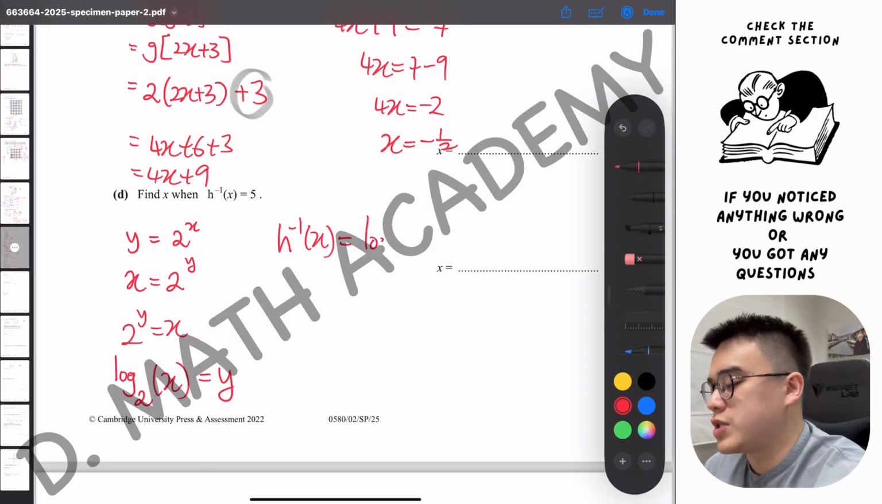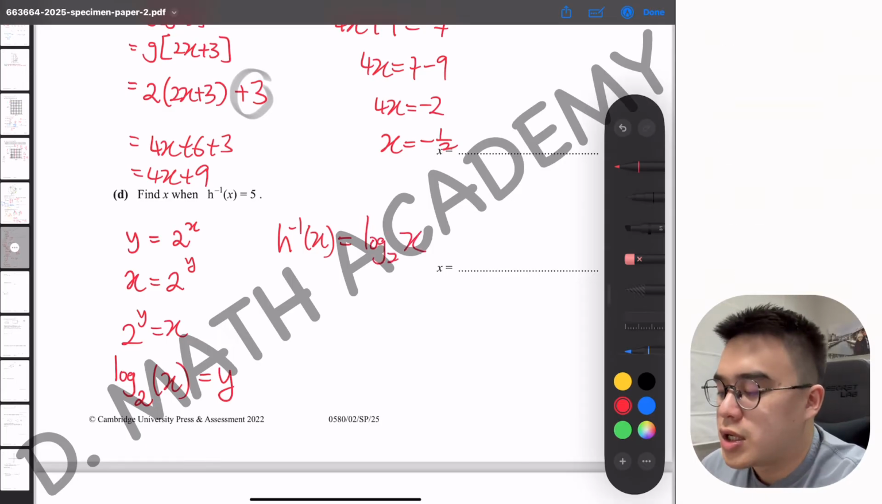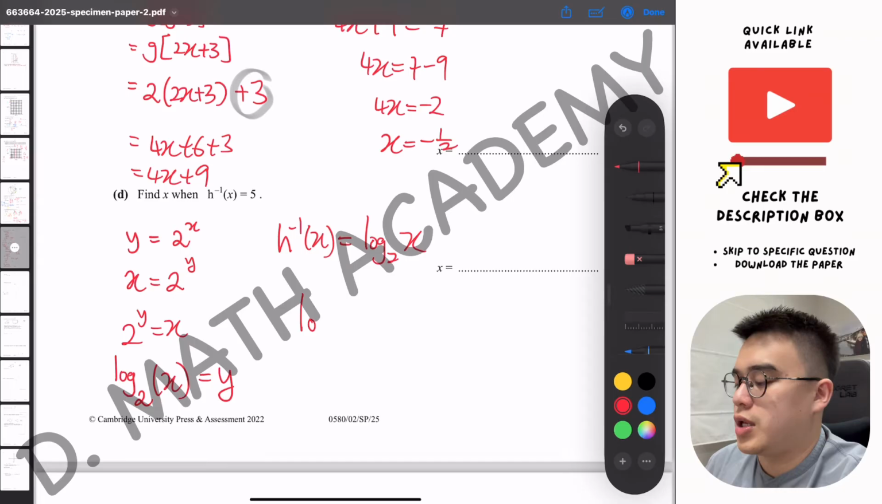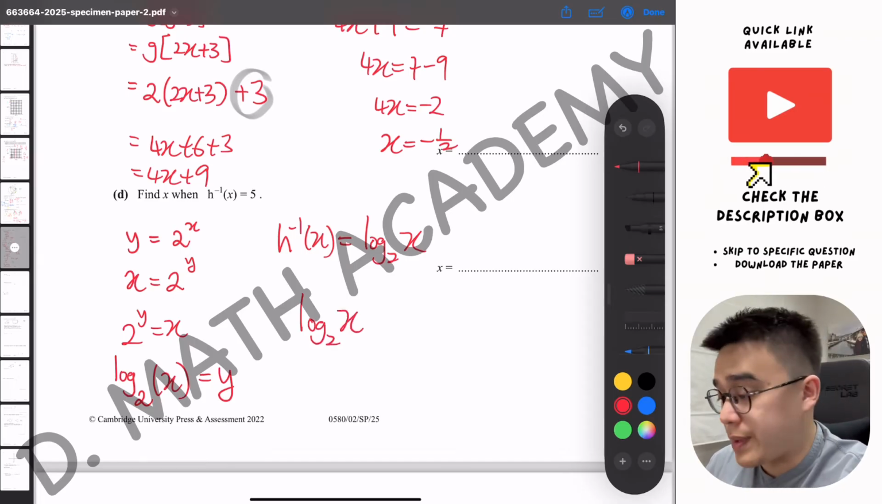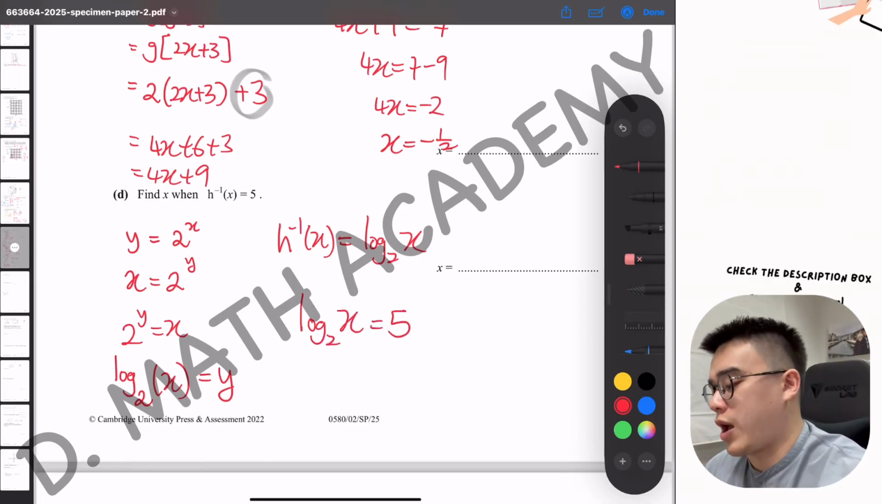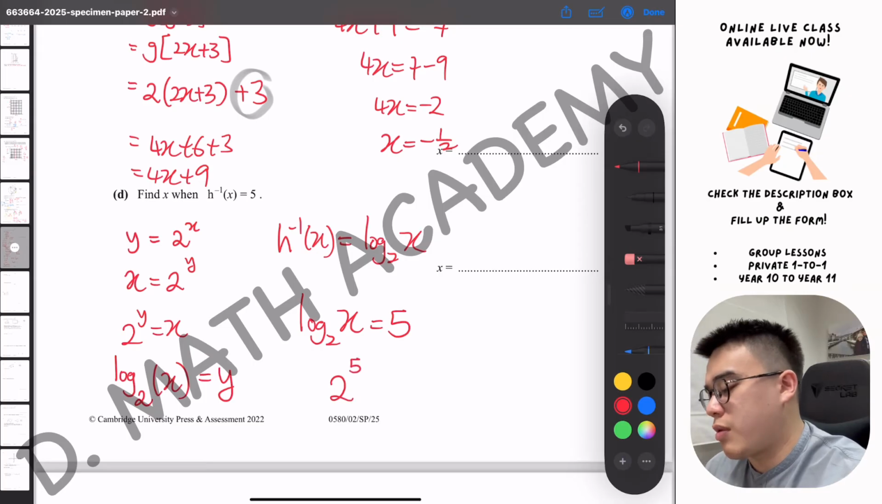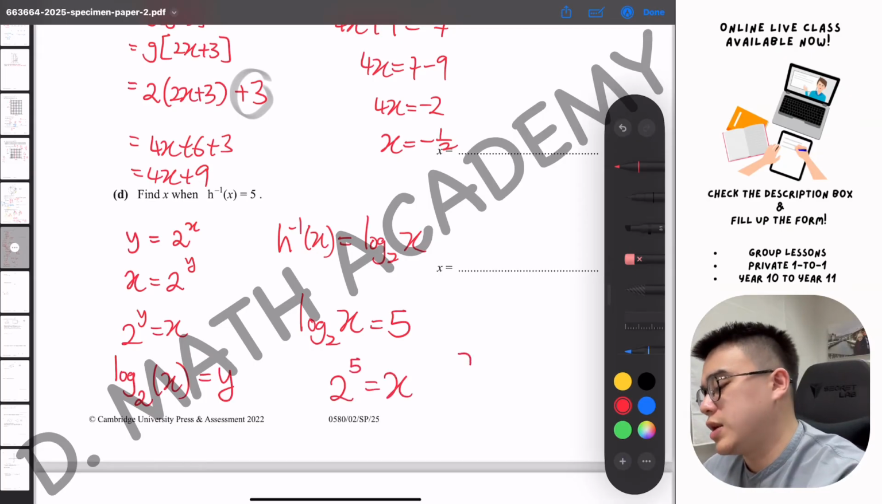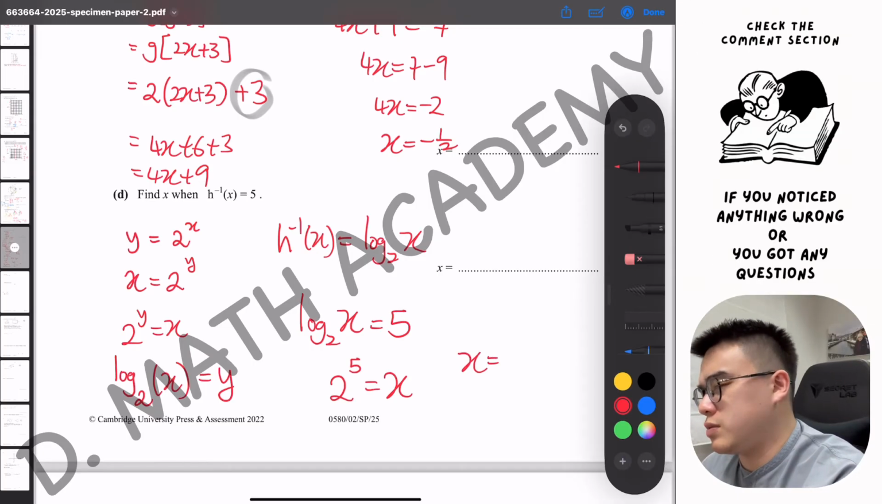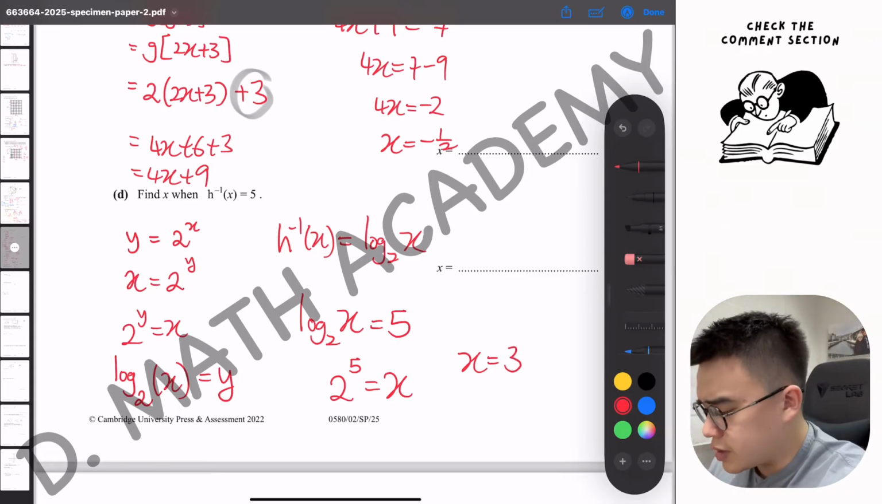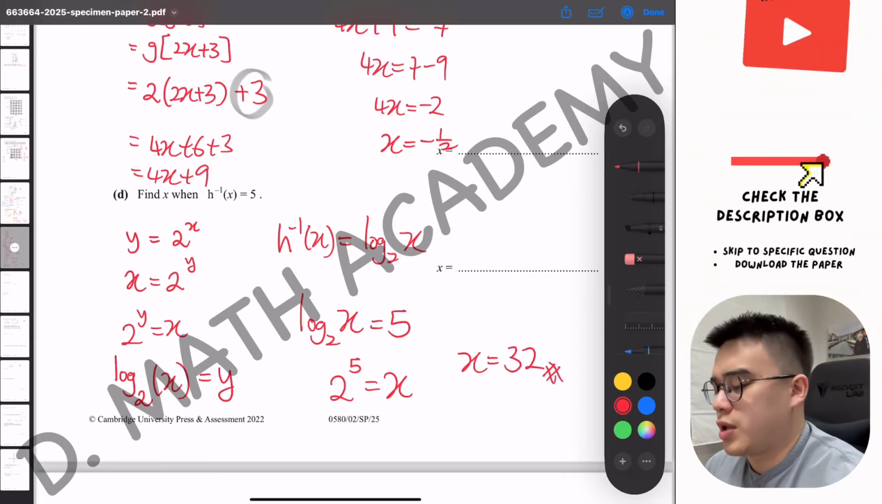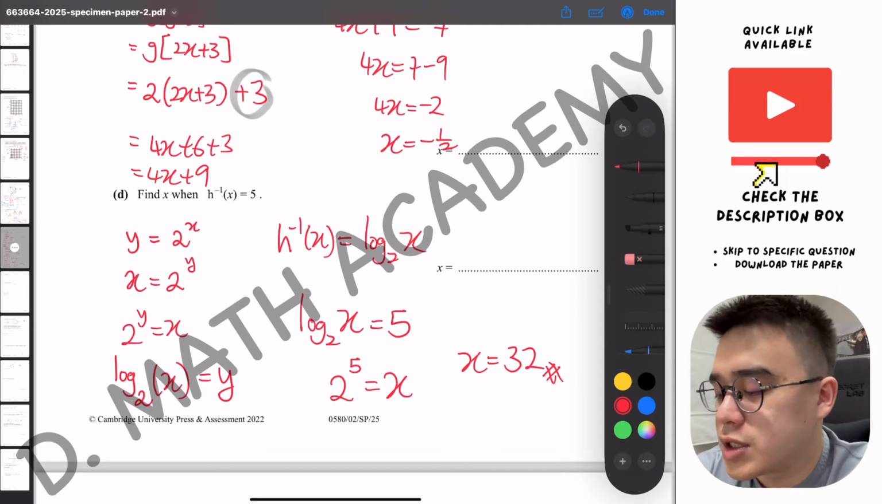That your h inverse is actually log base 2 of x. So what they want to see here is you writing the log base 2 of x back, make it equal to 5. So 2 to the power of 5 equals to x. x will be 32. Okay, so this is how you find the answer.